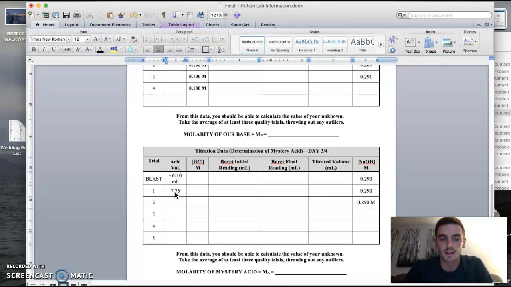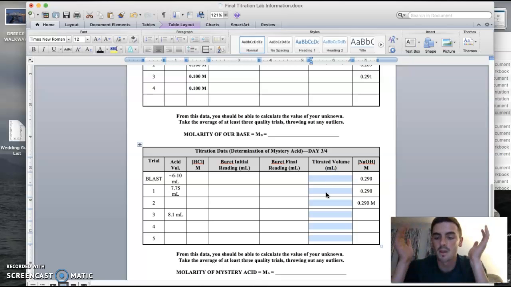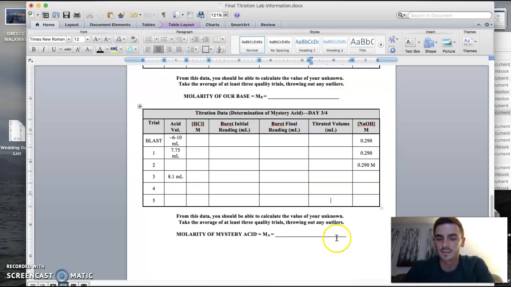You can use different amounts, 7.75. Maybe next time you come up it's 8.1. It doesn't really matter, because different amounts of acid will require different amounts of base. But think about your neutralization equation, which is NMAVA equals NMBVB. Plug in what you know and think about your base and your acid. Eventually, I doubt anyone will get all the way done. You'll do the same exact thing, though.